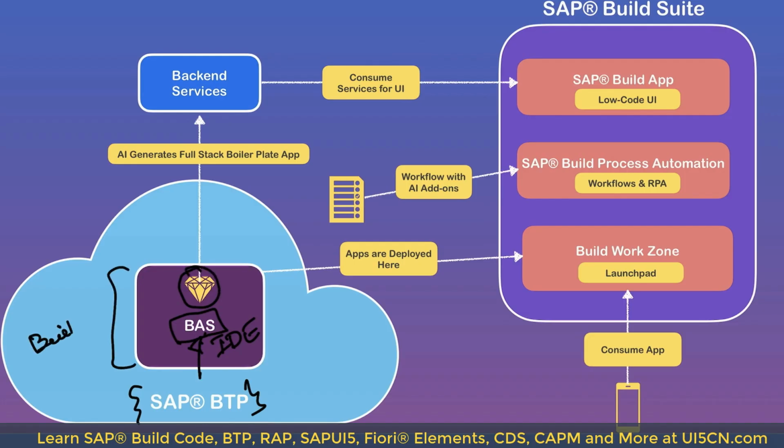And now with SAP Joule, this combination and the other AI tool is called Build Code. So this is what we saw in the last section. Now, with the help of this SAP Build Code, which is your SAP BaaS, you create a full stack application without writing a single line of code.